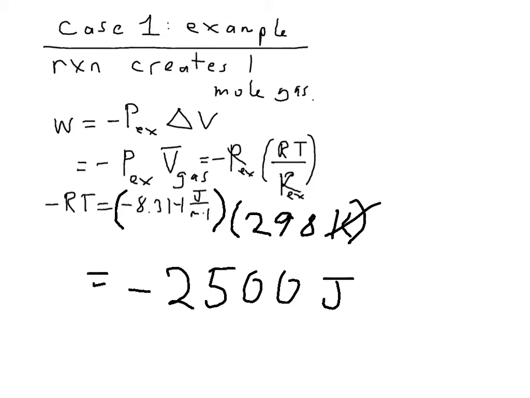Oh, and I neglected to say that we had 1 mole of gas. So we had 2,500 joules per mole, and we have 1 mole of gas. So the reaction would do 2,500 joules of work in pushing back the atmosphere. That's how much work would be extracted from the system.